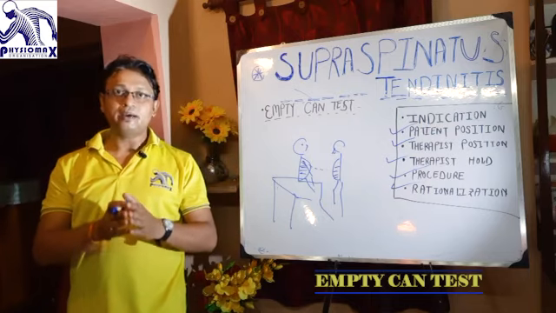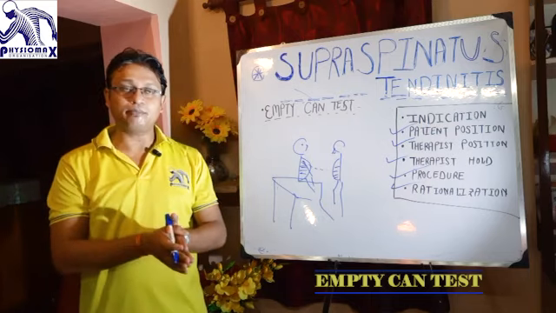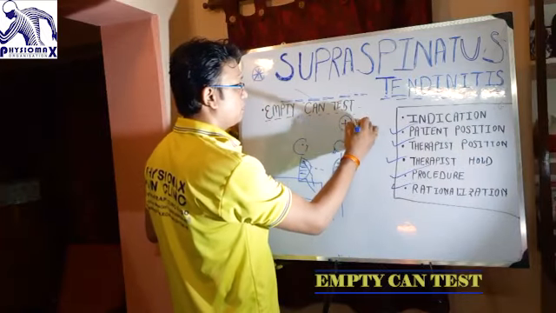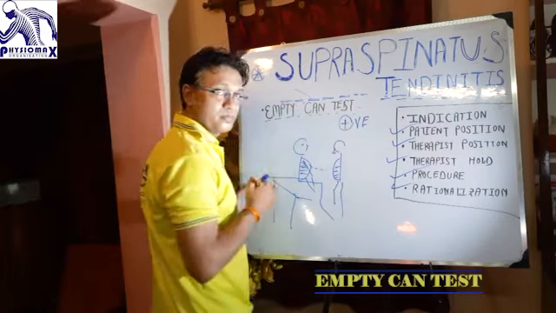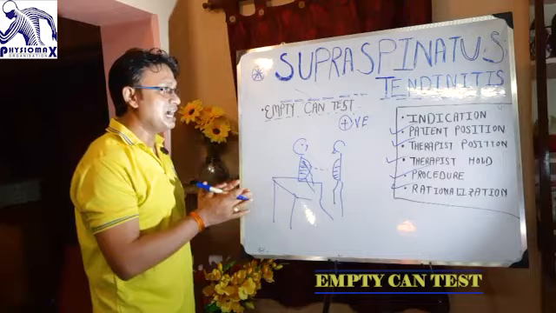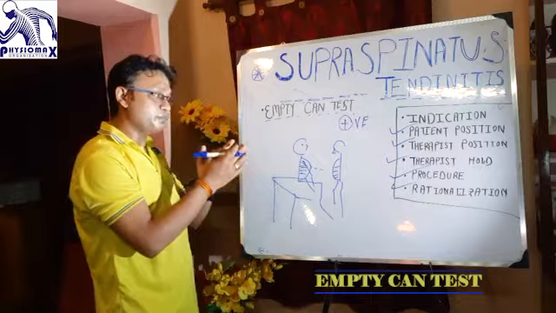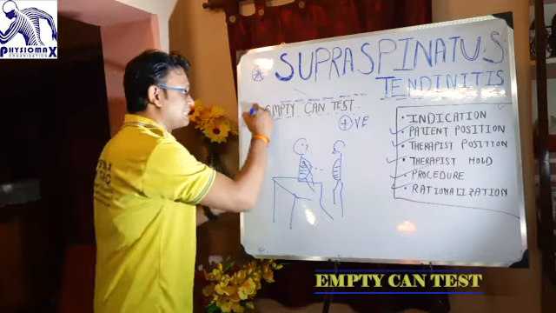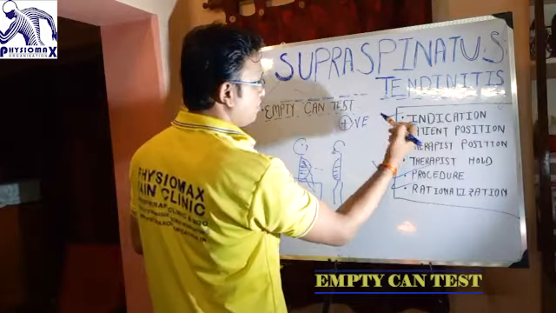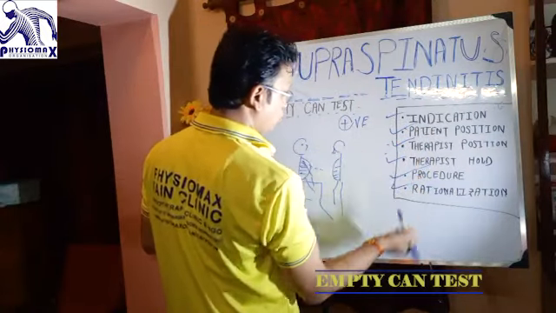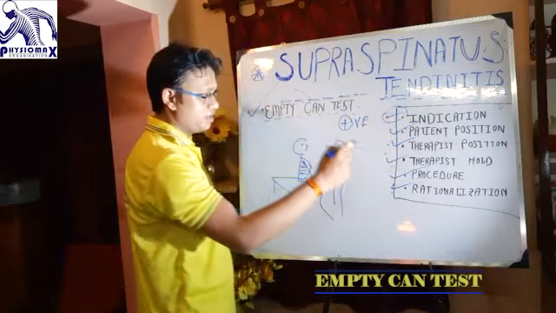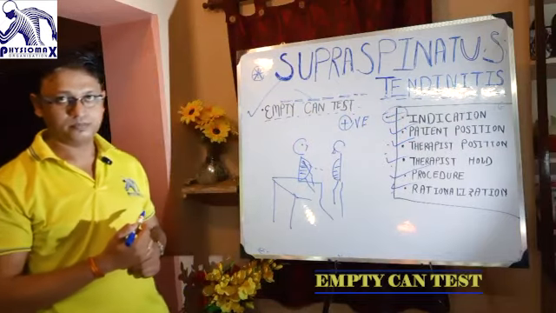Then if the pain is felt below the subacromial process, we can tell the test is positive. So this was the basic procedure for understanding the most important special test for supraspinatus tendinitis, that is the empty can test. Under this, we have to read five points: the indication, patient position, therapist hold, procedure, and the rationale.